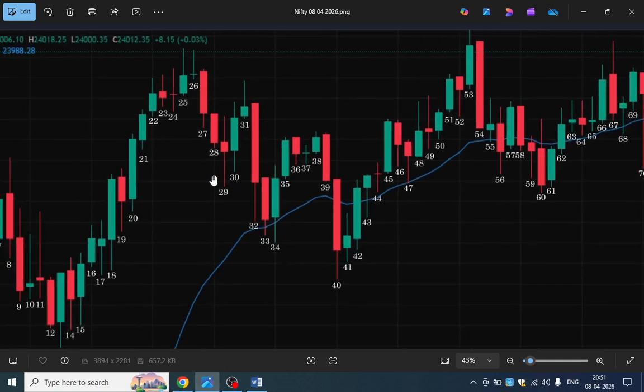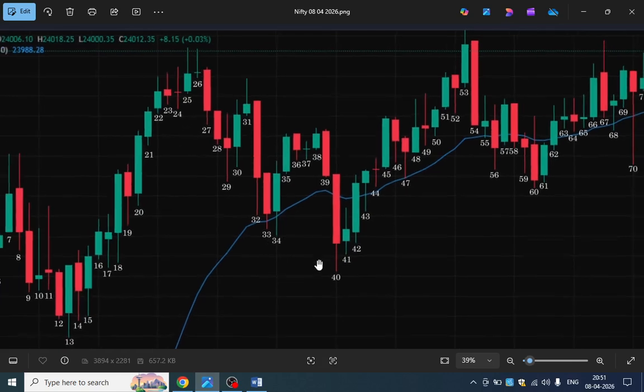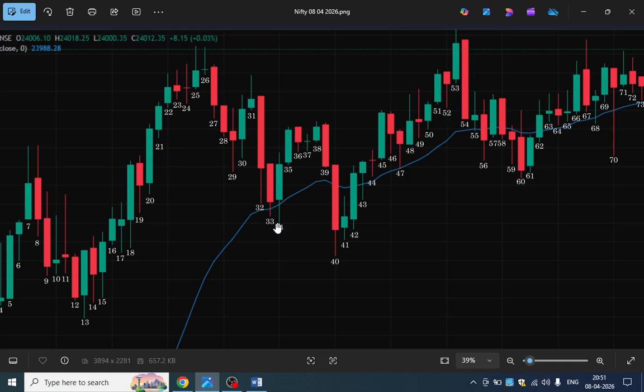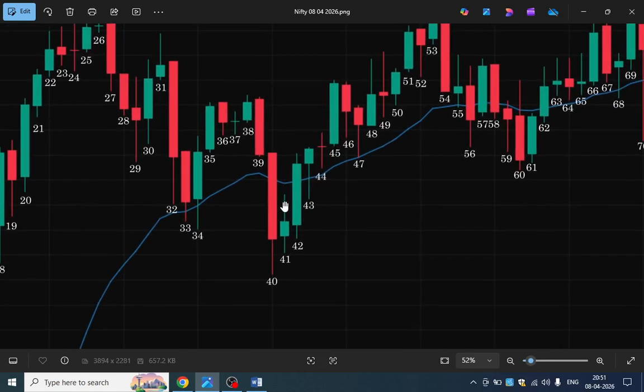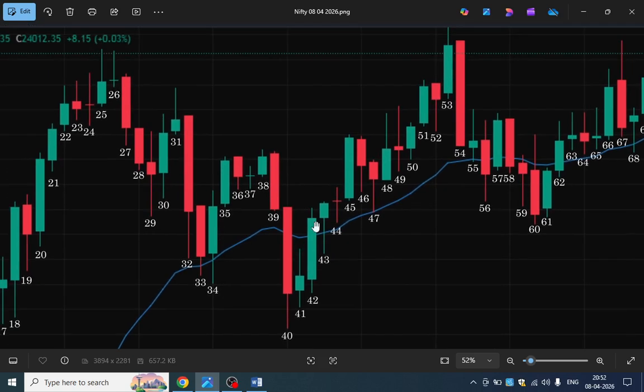Now you can see that there are 3 pushes, first, second, 3 push down, and you can see this is the pullback, and this is the first leg, second leg, and a third leg pullback. And you should never try to enter above this, even if it looks good for a pullback.